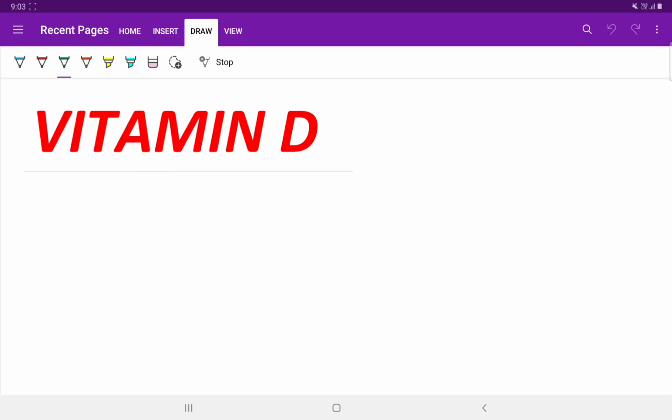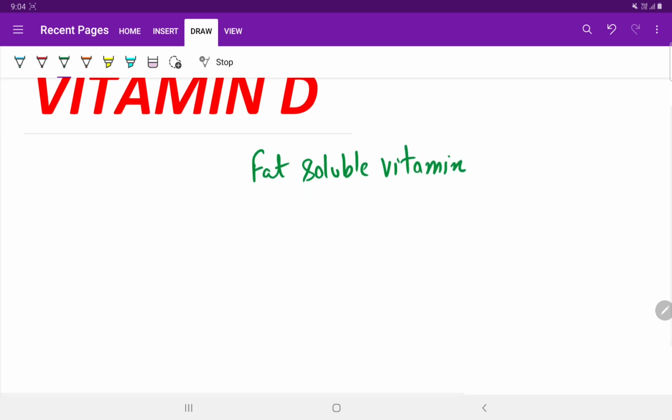Welcome students. So in today's class we shall be learning about vitamin D. It is another fat soluble vitamin. It is also a fat soluble vitamin and it resembles the sterols in its structure. So it has the steroidal nucleus.